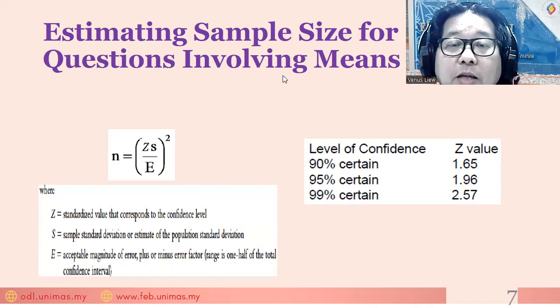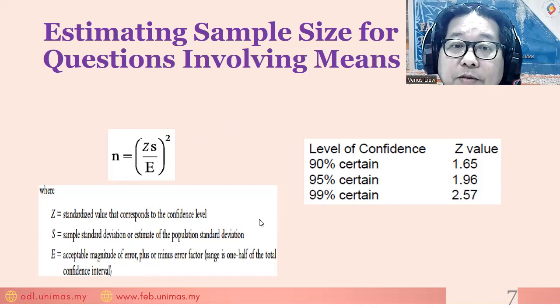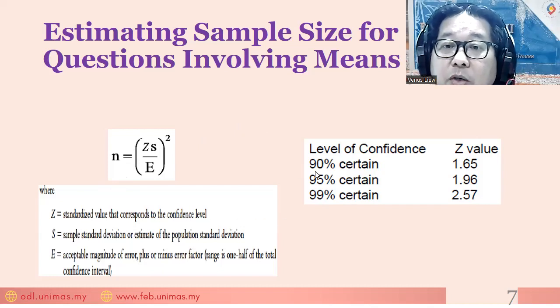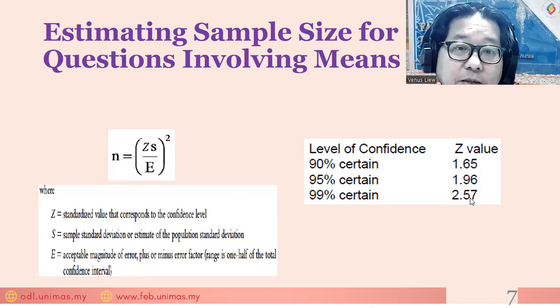Here's the formula for us to estimate the minimum sample size that involves the calculation of averages or means. N is equal to the square of Z times S over E, where Z is the standard value that corresponds to the confidence level. If we want to be 90% sure of our estimation, the Z value is 1.65. If you want to be 99% sure, then the Z value is larger, it's 2.57.